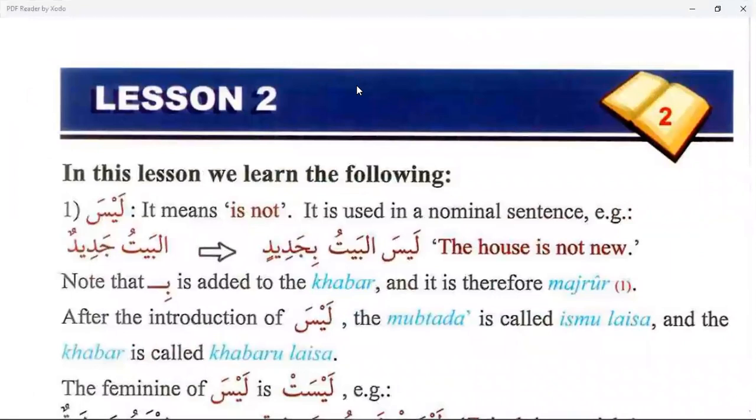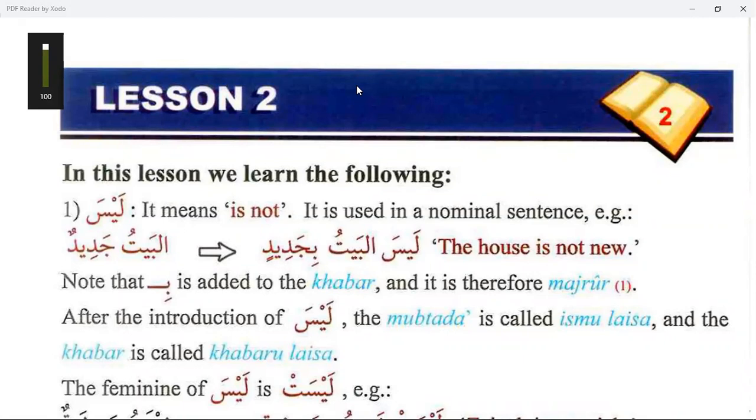Who wants to read? Raise your hand. Mr. Rizwana, read. Assalamu alaikum. Wa alaikum assalam wa rahmatullahi wa barakatuhu.